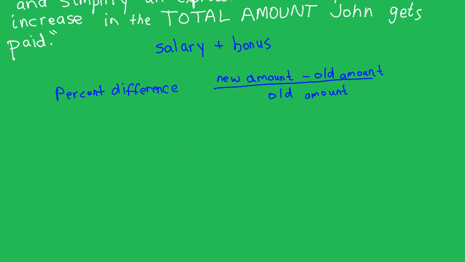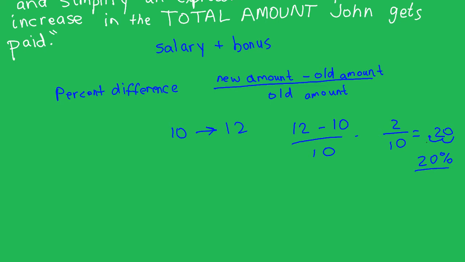Alright, let's put in some numbers here. If we have 10 and it increases to 12, the percent difference, or the percent increase since it's going up, is going to be the new amount, which is 12, minus the old amount, which is 10, over 10, and that's just 2 over 10, or 0.2. And if we want to put that in percent, remember to put a decimal into percentage, we multiply it by 100. So we move the decimal over 2 to the right, so we get 20%. So what that's saying is that if something was 10 and then it increased to 12, that'd be a 20% increase.